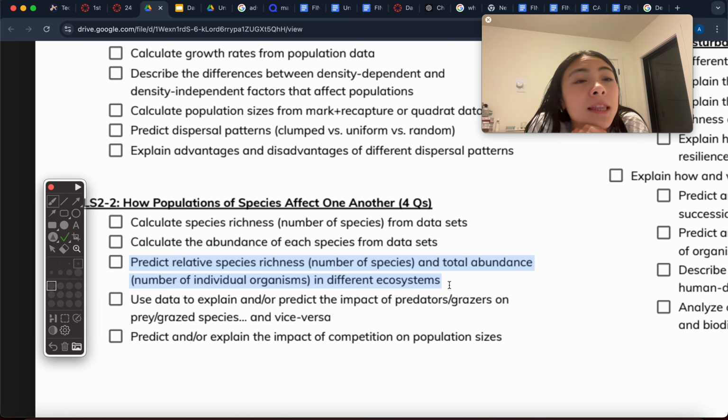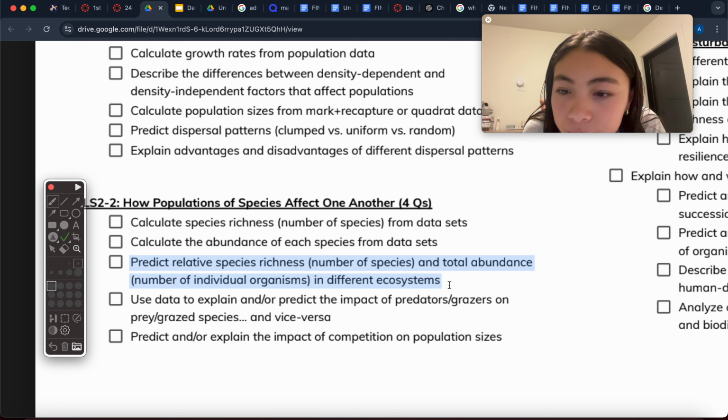But let's say the Amazon rainforest, not only is there a lot of available resources, there's also a lot of diversity inside those resources, like different plants and that kind of stuff. And so you're not only going to have more abundance, you're also going to have more richness.